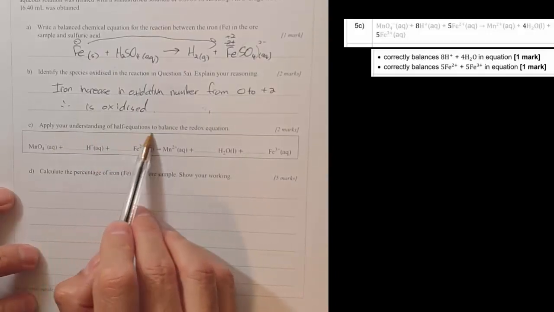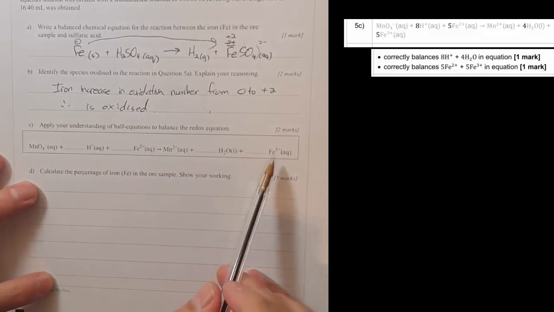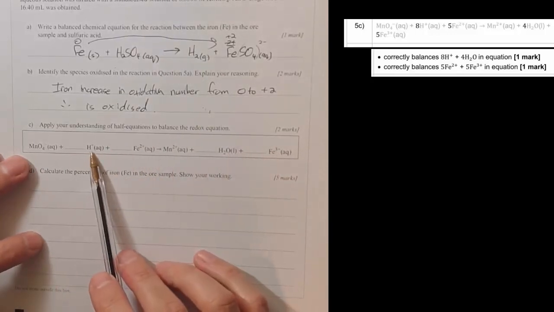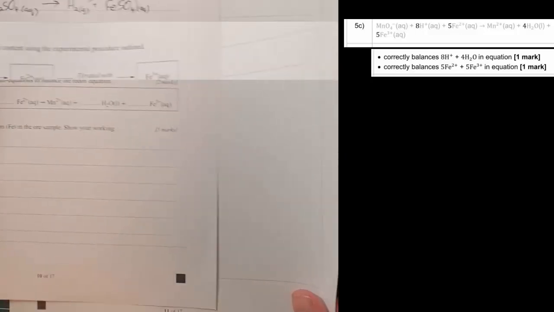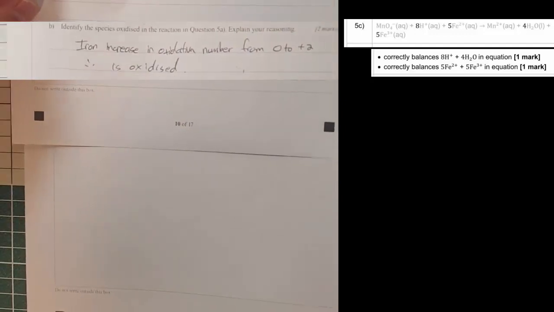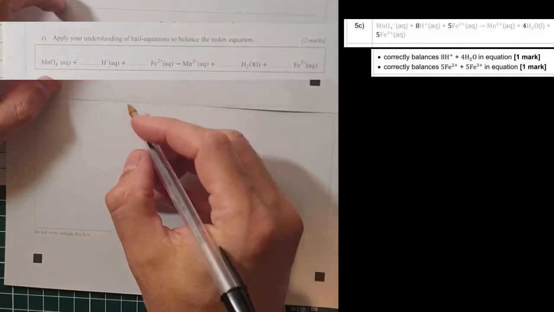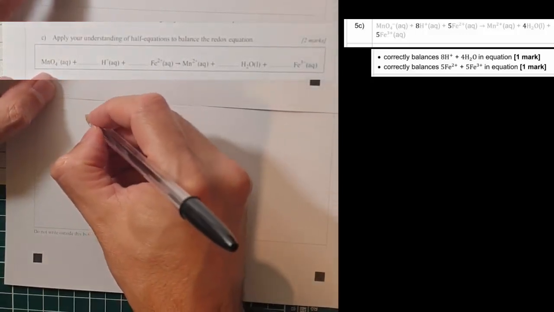Okay, this one. Apply your understanding of half reactions to balance the redox reaction. So there's no spacing in there. It's 2 marks. Are they expecting us to guess? Ouch. There's time for it, and I'm not going to guess. So this is going to take a long time, and it's worth nothing. All right, so I'm just going to do it down here on the next page. This is going to take a while.